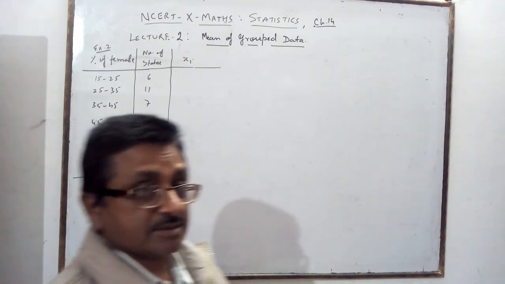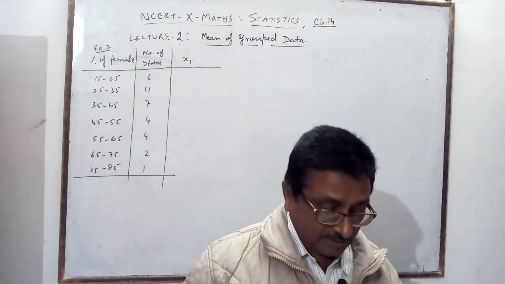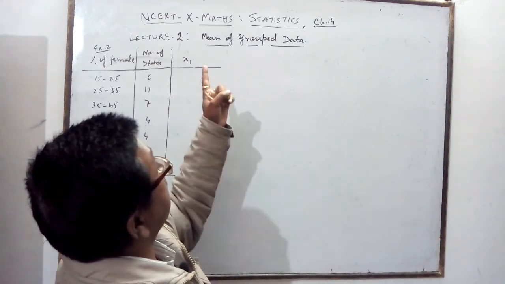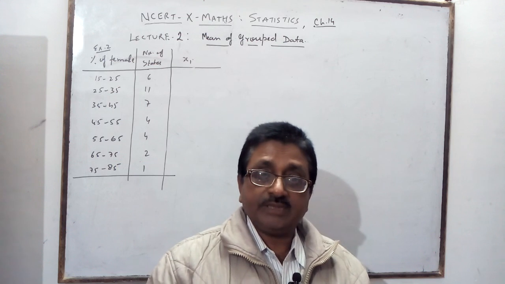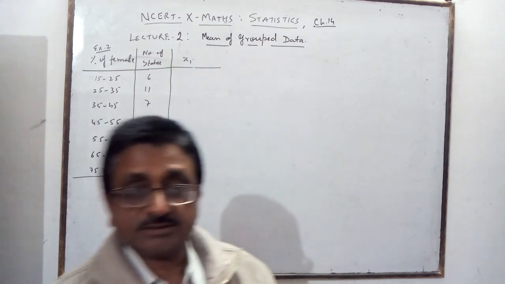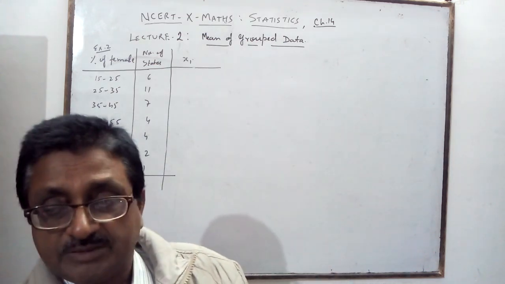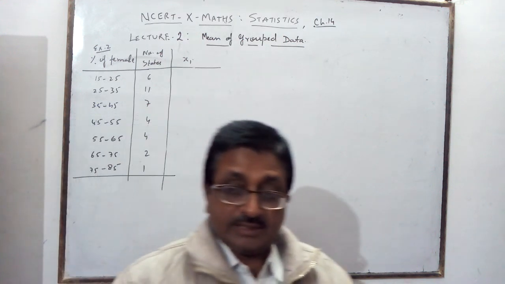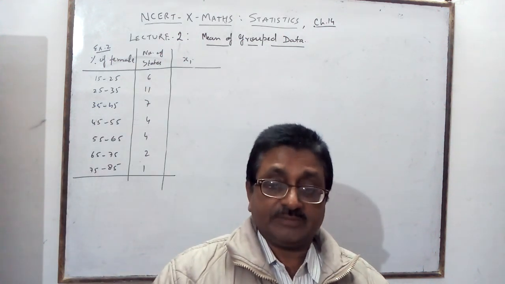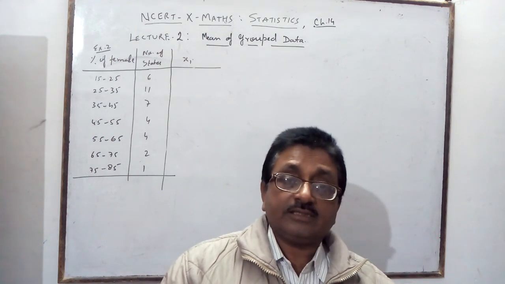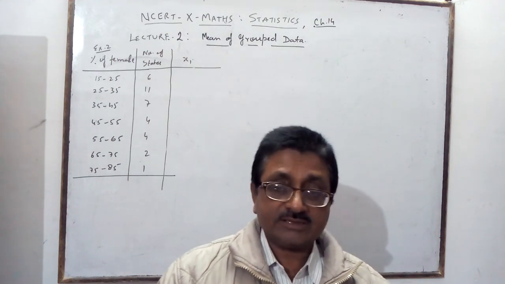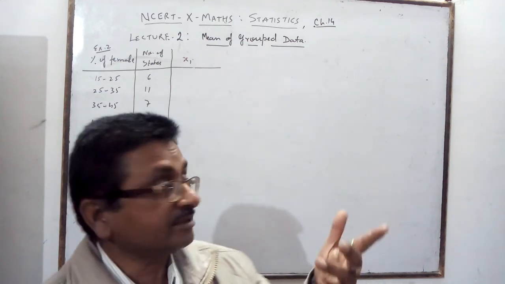Hello students, you are studying chapter 14, Statistics. In the previous lecture I told you the mean can be calculated by methods: the assumed mean method, also called the deviation or shortcut method, the step deviation method, and the direct method.